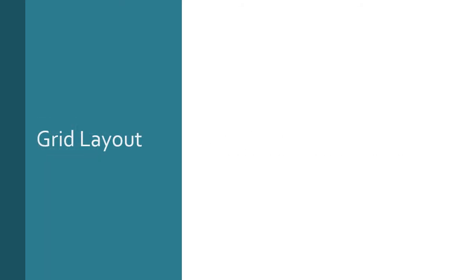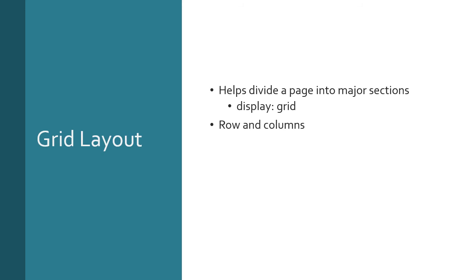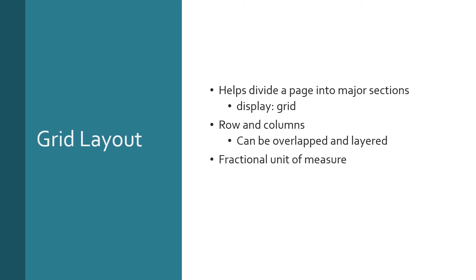Another new layout we have is called grid layout. This helps divide a page into major sections. Again, a new property here called display, and you can set it to the property value grid. This basically gives us rows and columns. Now, it goes a little bit beyond just what you might get out of a table, though, because these can be overlapped, they can be layered, we can make one column a different size than the others, because we now have this new fractional unit of measure.